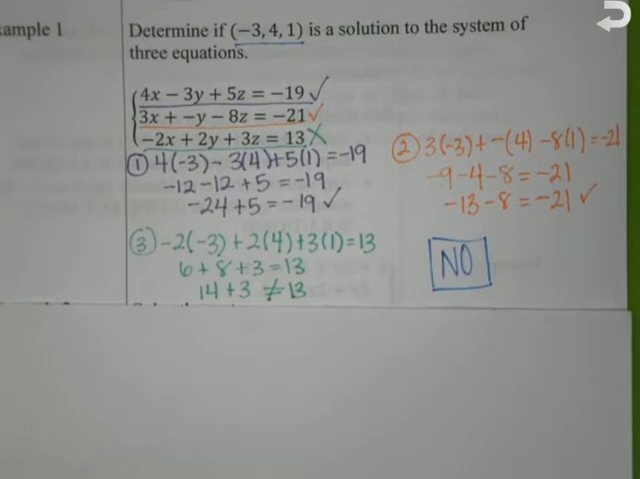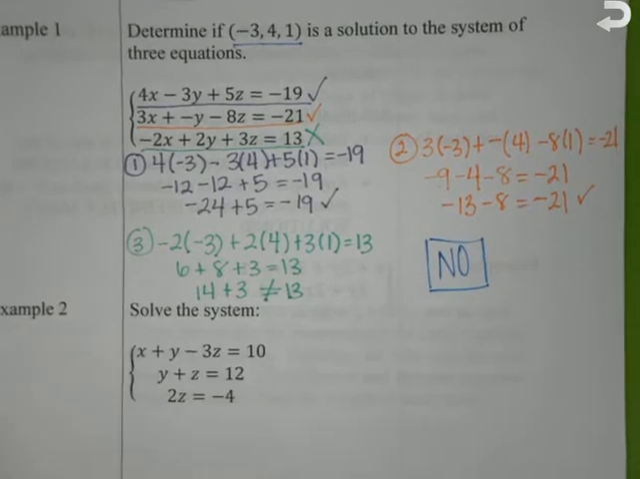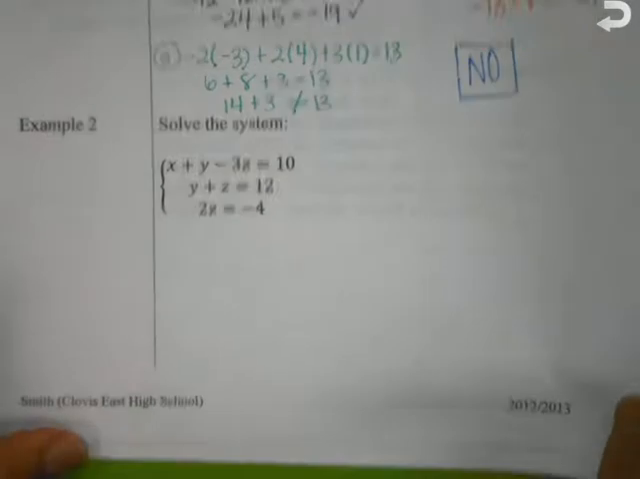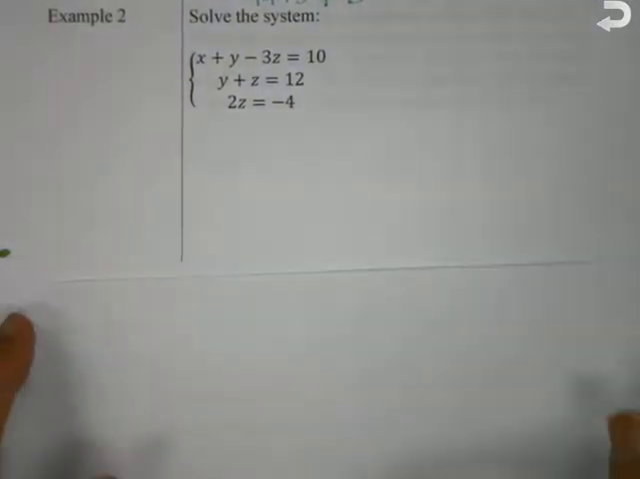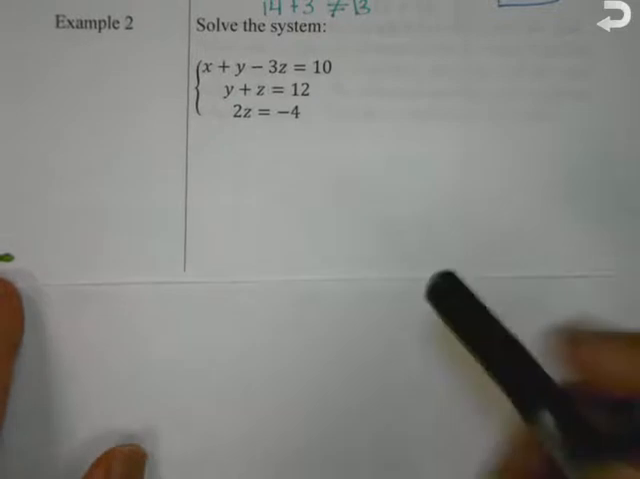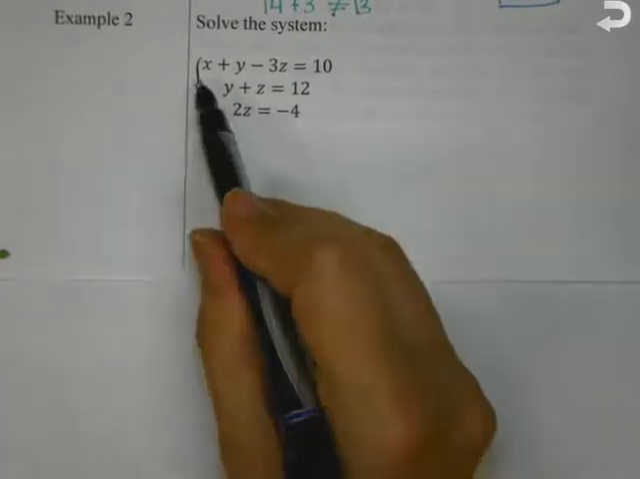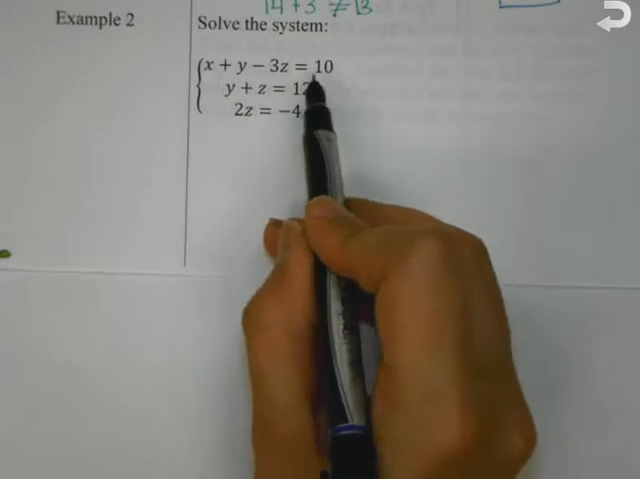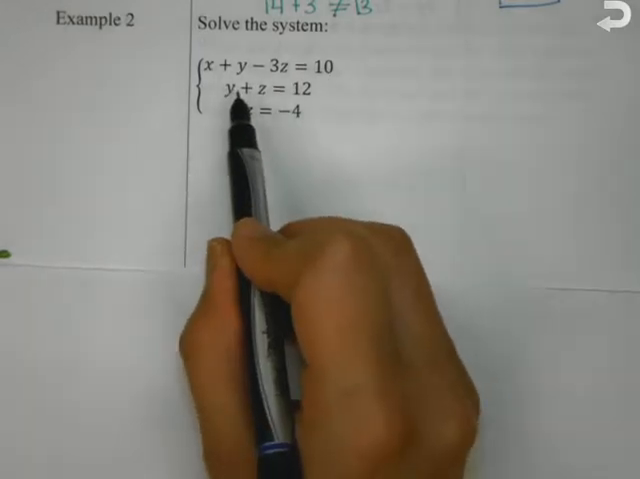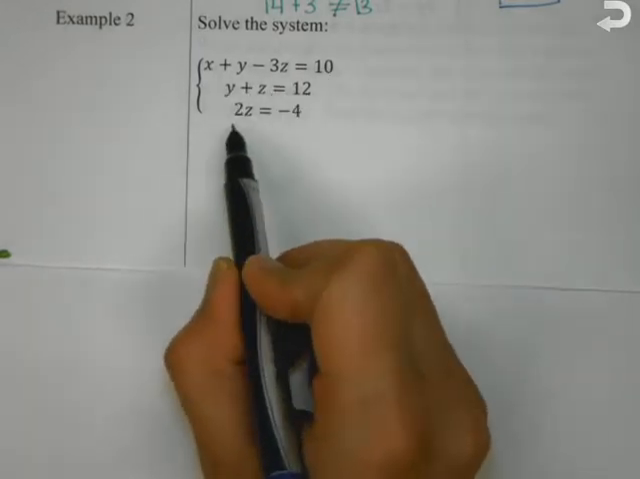Alright, so then let's look at example 2. I didn't give you steps to solving yet, but we are going to use our logical reasoning here. So I want to solve the system x plus y minus 3z equals 10, y plus z equals 12, and 2z equals negative 4.